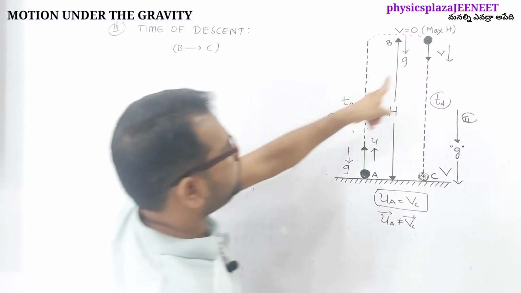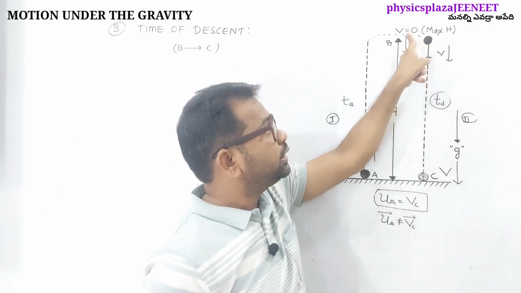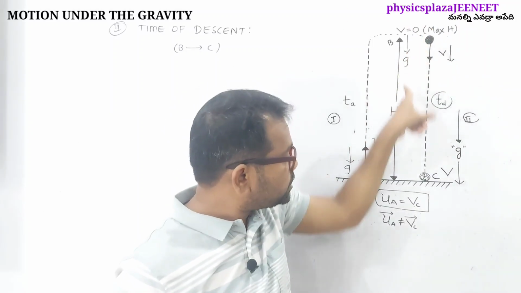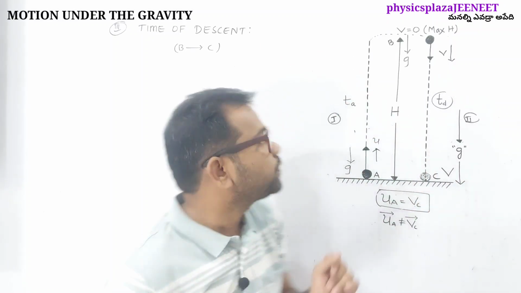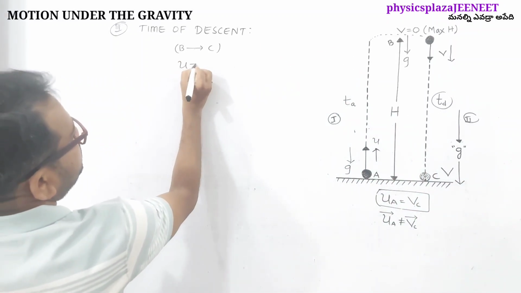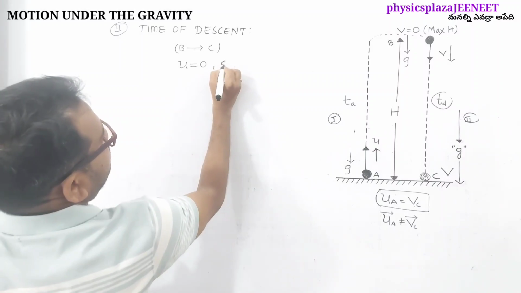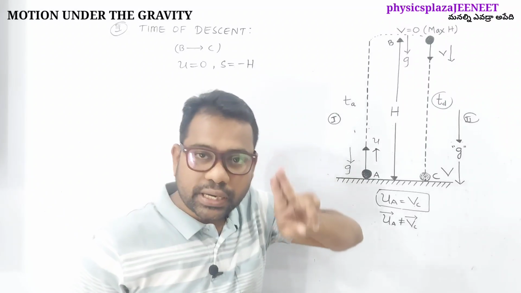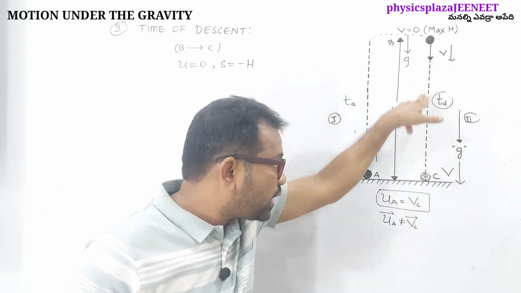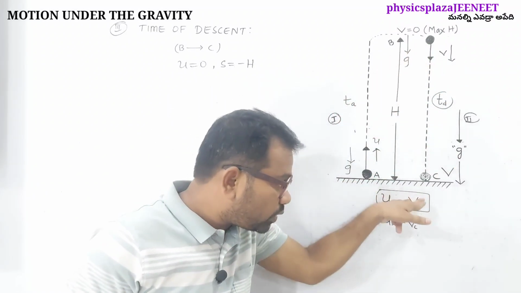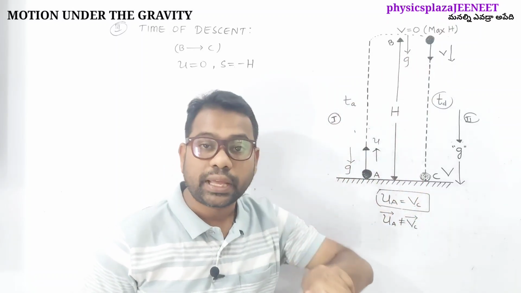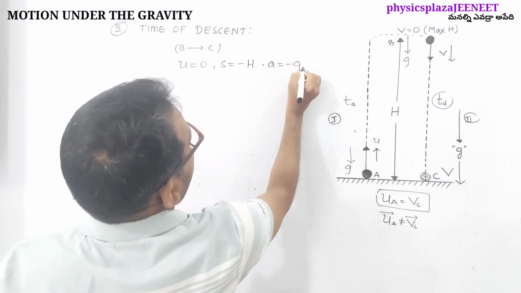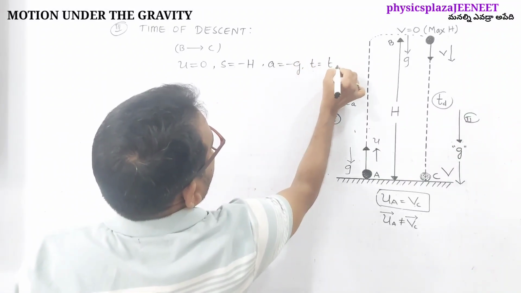From here at point B, the final velocity becomes the initial velocity, children. So in this B to C journey, what is its initial velocity? It is 0, and here the distance is going to be minus h. Why minus h? Because as per the sign convention rules, the displacement is in the vertical downward direction, and downward directions are taken as negative. And a is equal to minus g, and the time is going to be the time of descent.